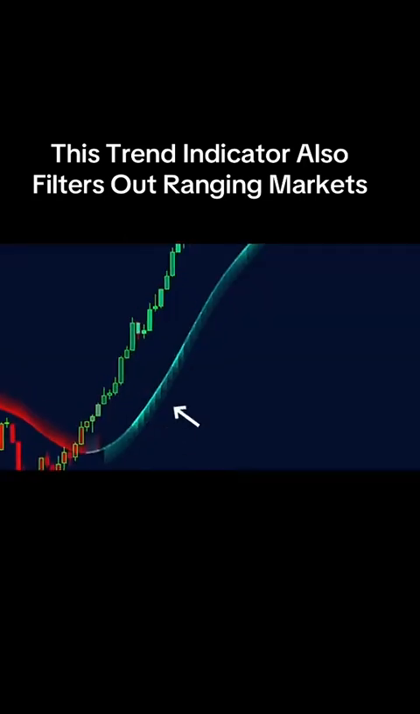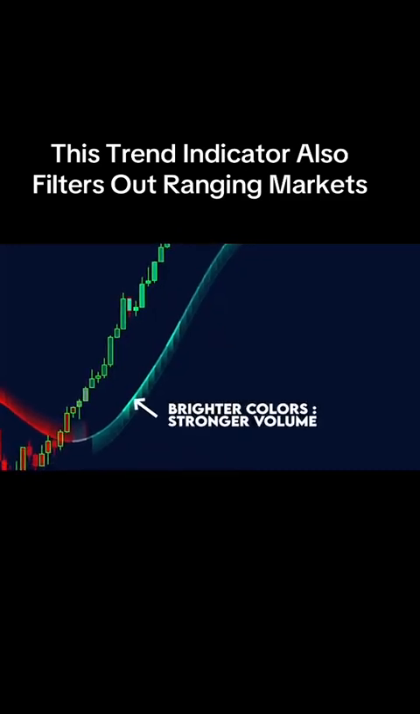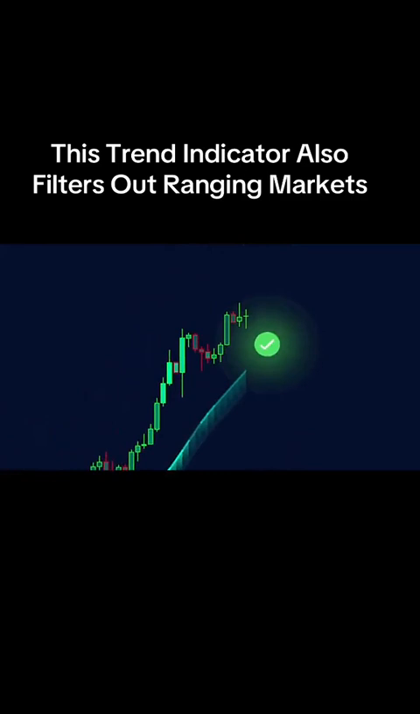Now see the brightness of the trend ribbon. The brightness isn't random. It's based on volume intensity. Brighter colors mean stronger volume, making these areas high probability trade zones.